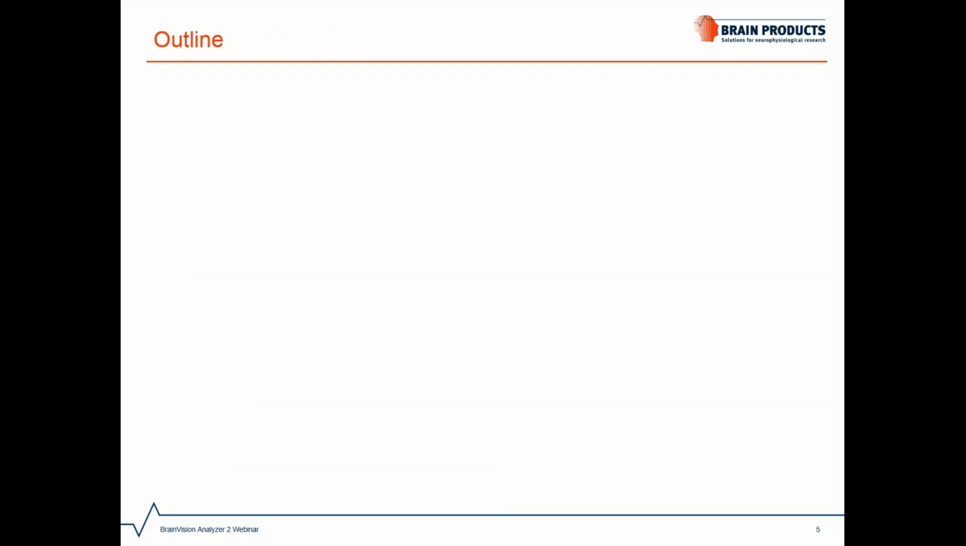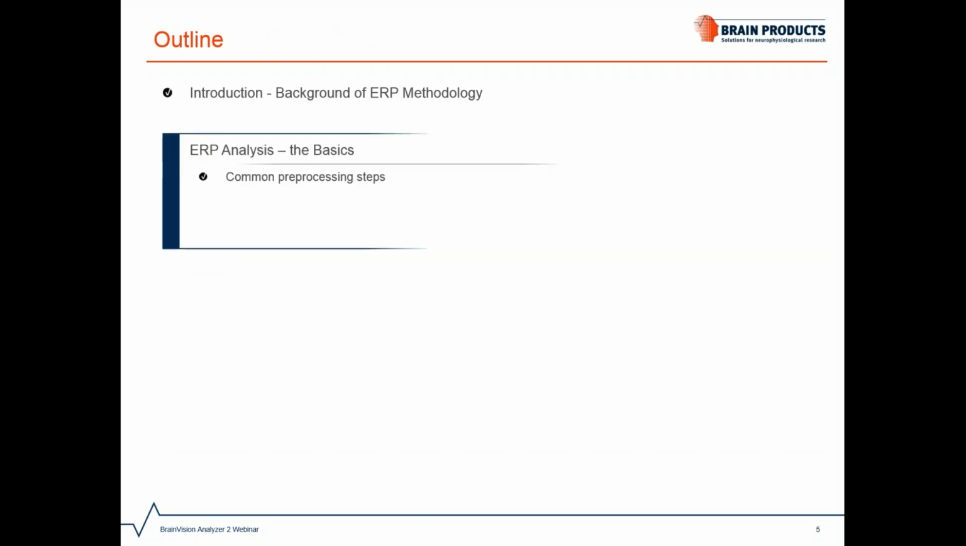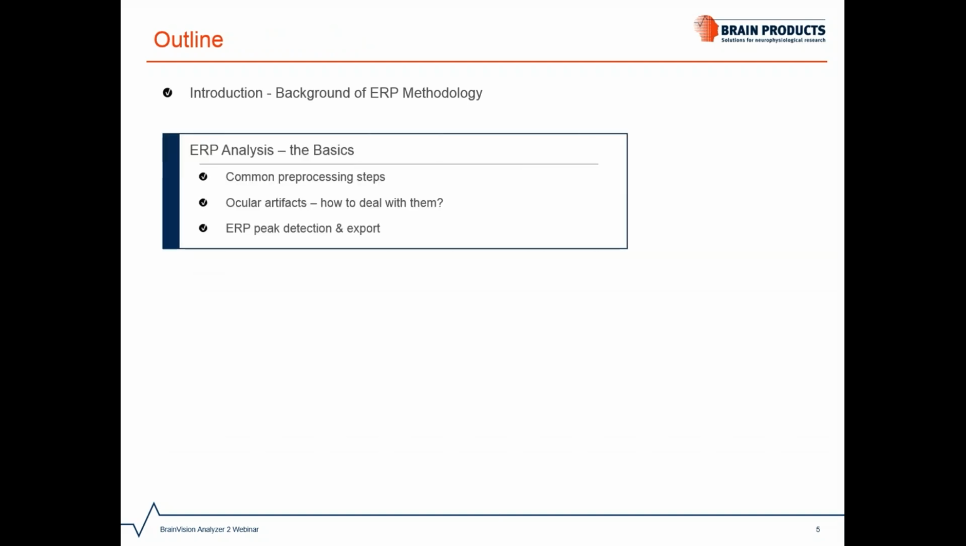Let's have a look at today's contents. I will start with a very brief introduction of what event-related potentials are. To begin with our practical demonstration, I will construct a whole processing pipeline with you for an auditory oddball paradigm. The aim of this analysis is to get a P300 ERP component. I will demonstrate some common pre-processing steps, and I will show the difference between discarding blinks versus correcting them. In the end, I will detect the P300 peak and export key parameters.